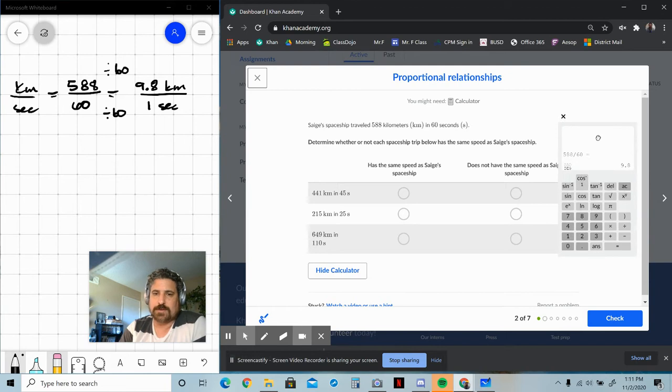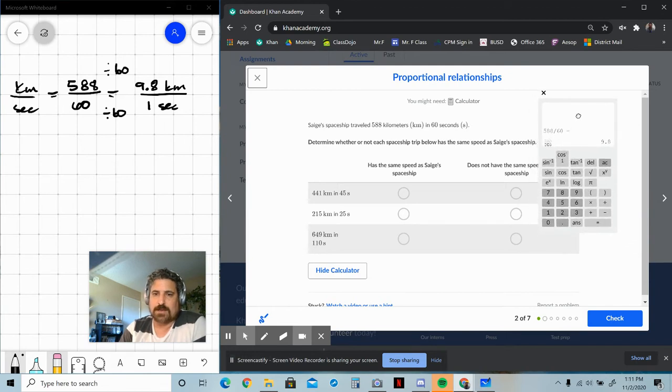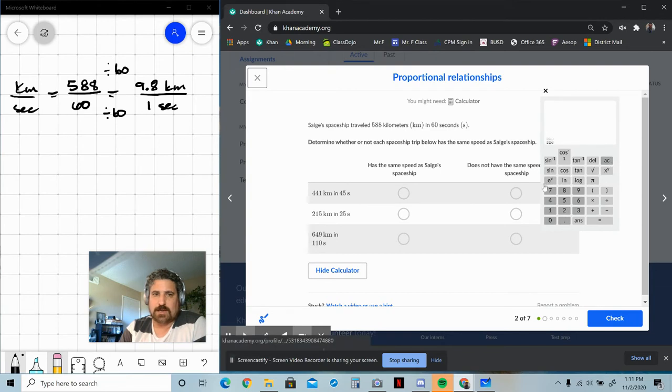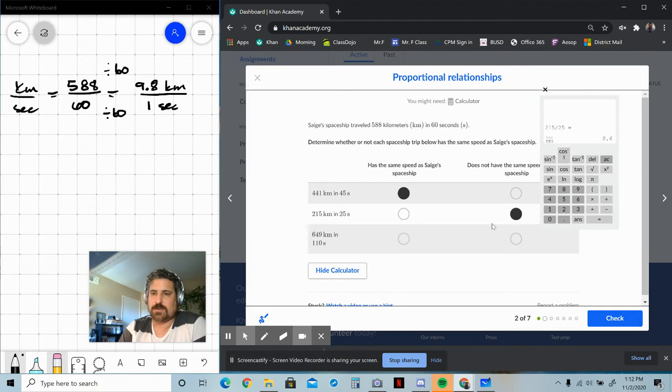Basically it's kilometers divided by seconds, and we see if this all matches up. So let's investigate it. Is it 9.8? Is 441 divided by 45 equal to 9.8? Yes, it has the same speed as Sage's spaceship. So the next one is 215 divided by 25. No, that's 8.6. That's a no.